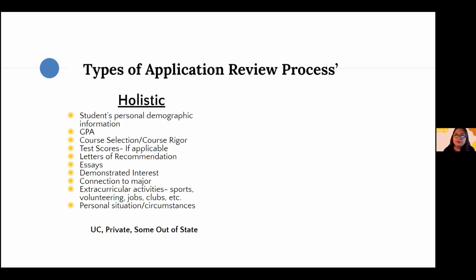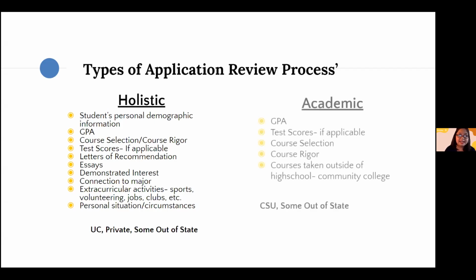So, the types of universities that employ holistic review are the UCs, University of California, private schools, and some out-of-state schools will employ holistic review in their admissions process. And the second type of review process is academic. So academic is very straightforward. Academic looks at GPA, test scores if applicable, course selection, and course rigor.